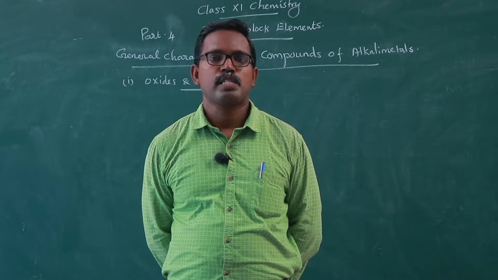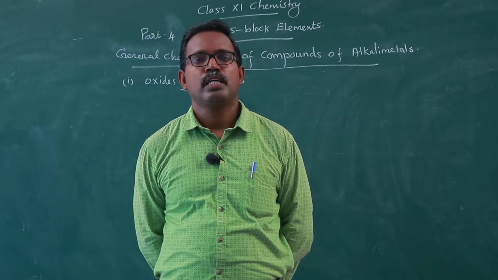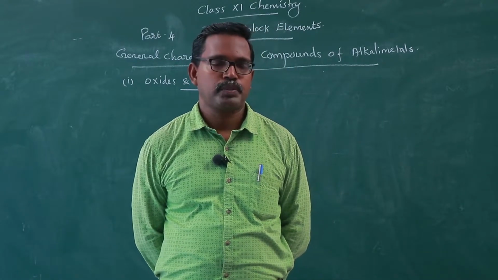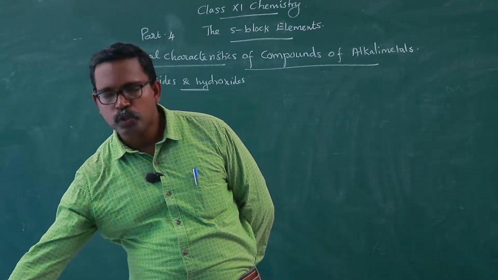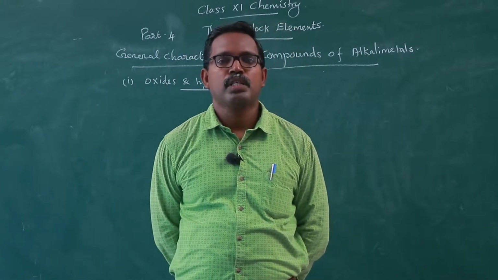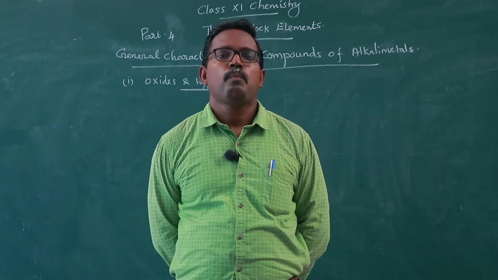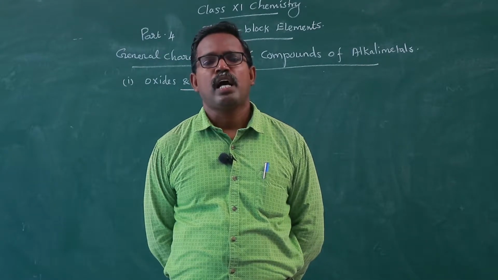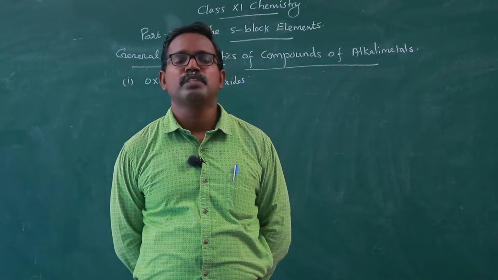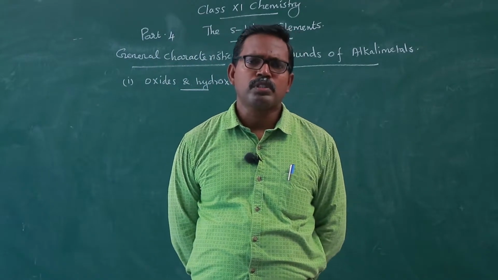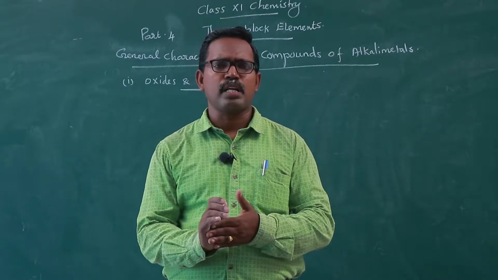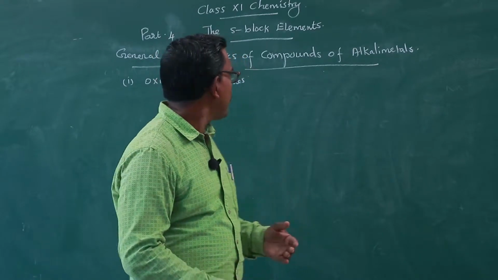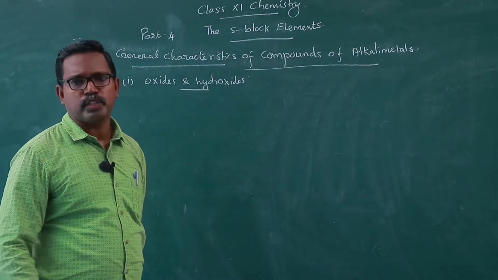So under the S block elements, today we are going to discuss the general characteristic properties of compounds of S block elements. First of all, we must know what the different compounds formed during the chemical reactions of alkali metals are. Mostly oxides, hydroxides, peroxides, superoxides and halides are most pronounced in the case of alkali metals. Most of the compounds formed during the chemical reactions of alkali metals are ionic in nature. First of all, oxides and hydroxides.